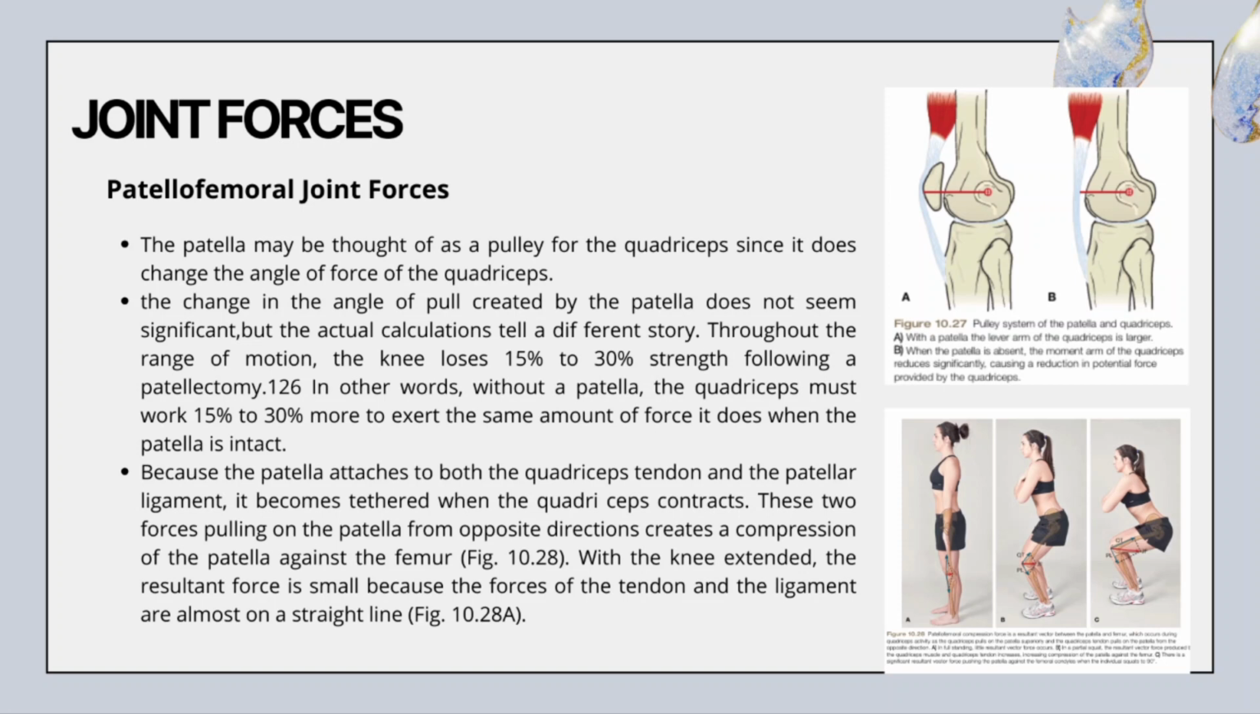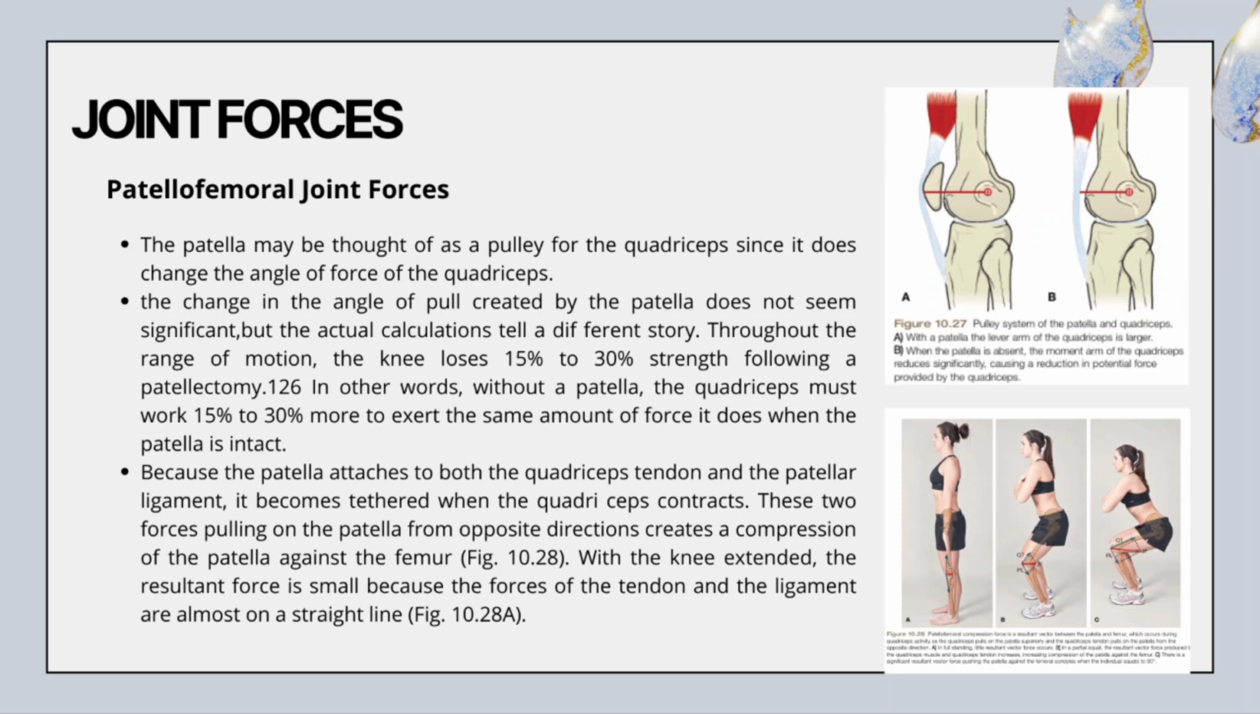Because the patella attaches to both the quadriceps tendon and the patellar ligament, it becomes tethered when the quadriceps contracts. These two forces pulling on the patella from opposite directions create a compression of the patella against the femur. As you can see in the figure, with the knee extended, the resultant force is small because the forces of the tendon and ligament are almost on a straight line. And so we see the joint between the patella and femur.